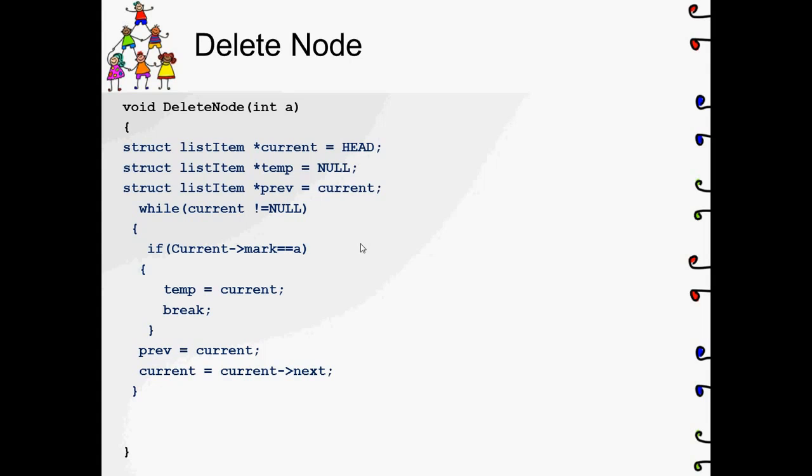So I have a current pointer, a temp pointer, and a previous pointer. While current is not null, I am just traversing, and I am checking whether the mark is the one which I am expecting. If it is found, I am storing the current pointer to the temp pointer, and then the previous pointer I am setting to the current one, and then current is equal to current dot next. So we are jumping one level ahead, so that we don't end up in the deleted node.